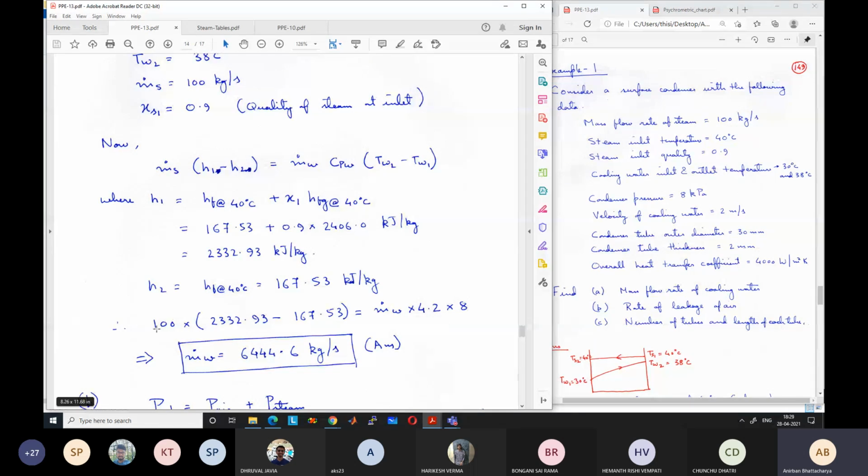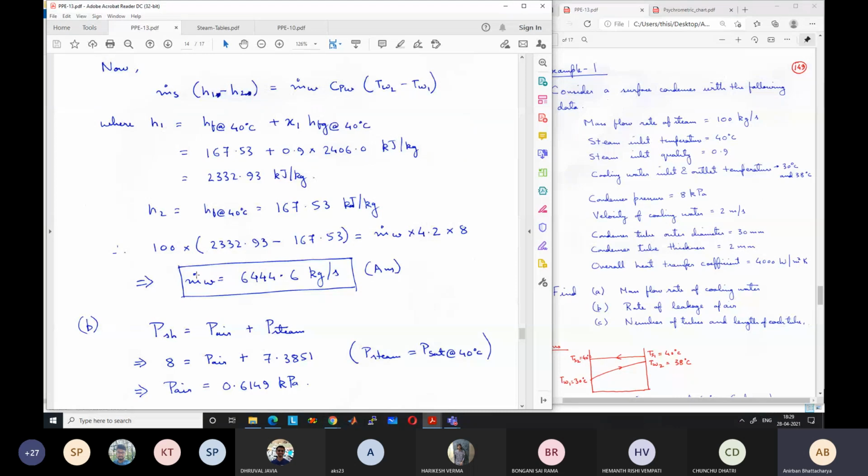Why? Because in the steam the energy change occurs in terms of latent heat, which is huge. In the cooling water the energy change occurs in terms of sensible heat, which is very small. As a result, we need very large mass flow rate of water. That's why the cooling tower needs to be so large, because it caters to such a large mass flow rate of water. So around 6.5 tons of water are passing every second. You can imagine that is quite large. Okay, so this is the first part, mass flow rate of cooling water.